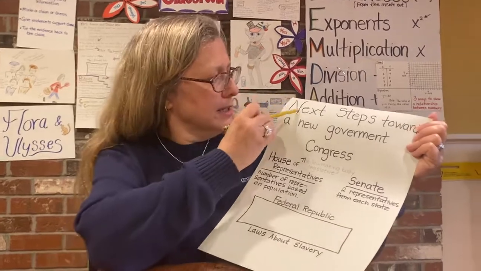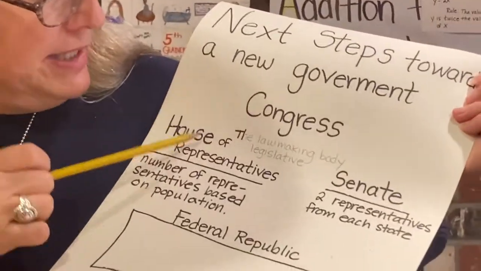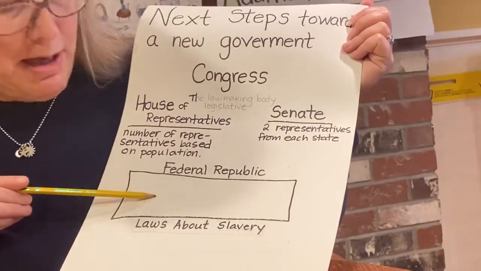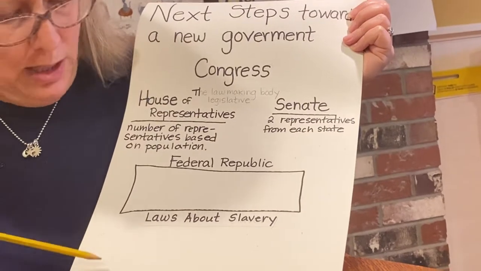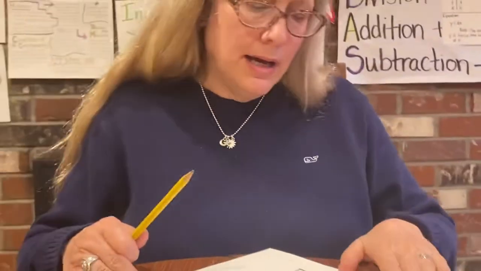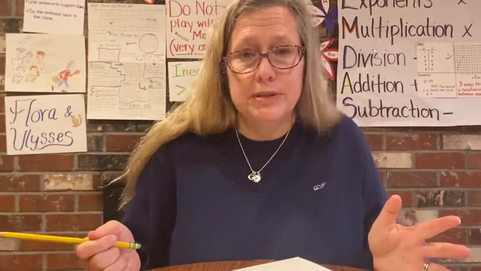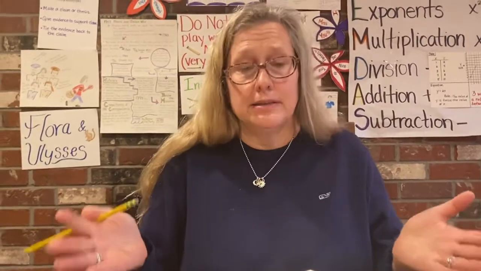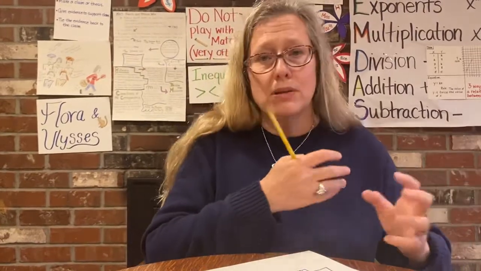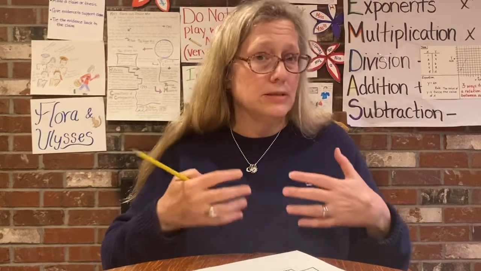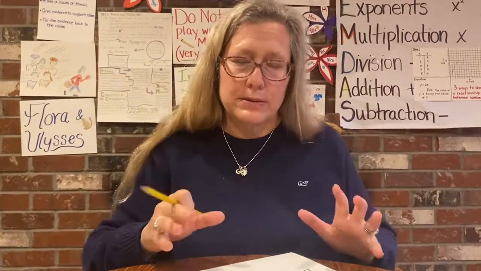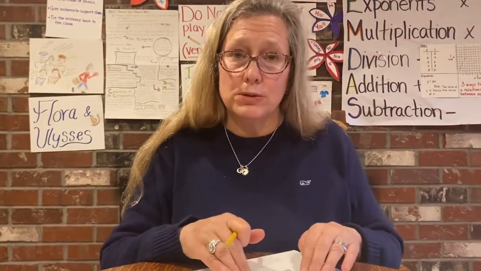So far we've got our title, and we explained the Congress, and now we're going to give a definition for federal republic, and we're going to talk about the three laws that were made about slavery. Okay, so federal republic. If you remember from the reading, a federal republic is a government where the individual states make some of their own laws, and then there are some laws that the national or federal government makes that govern the whole country. So that's what we want to capture in our definition of federal republic.